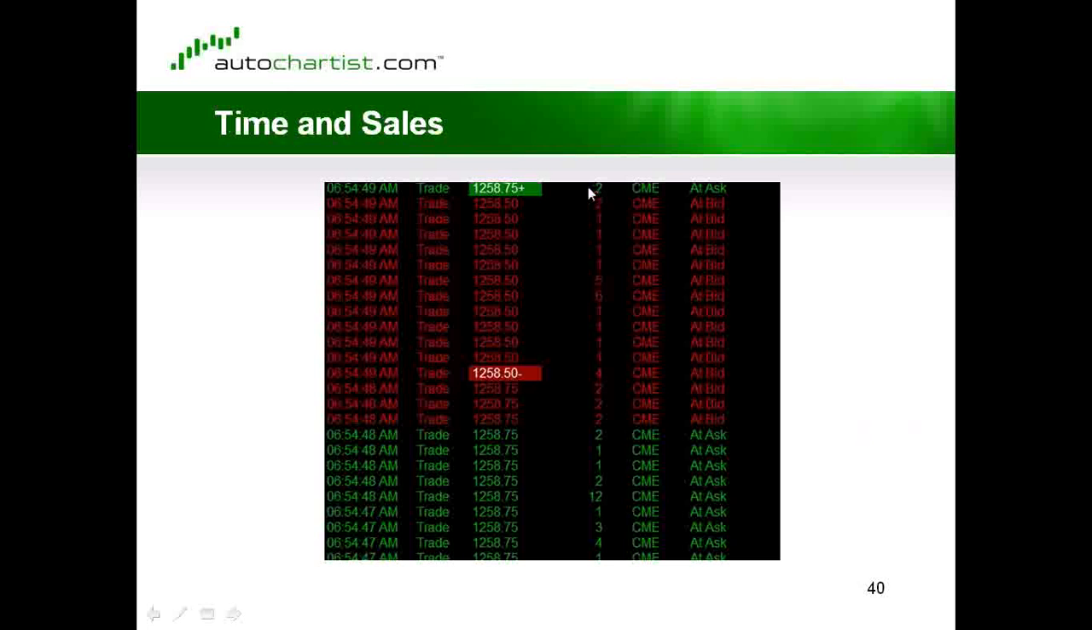You want to look at changes in thickness of the tape if you read the tape. If you see red and green, if you have a little bit of green versus a lot of red, that means there's sellers in there.